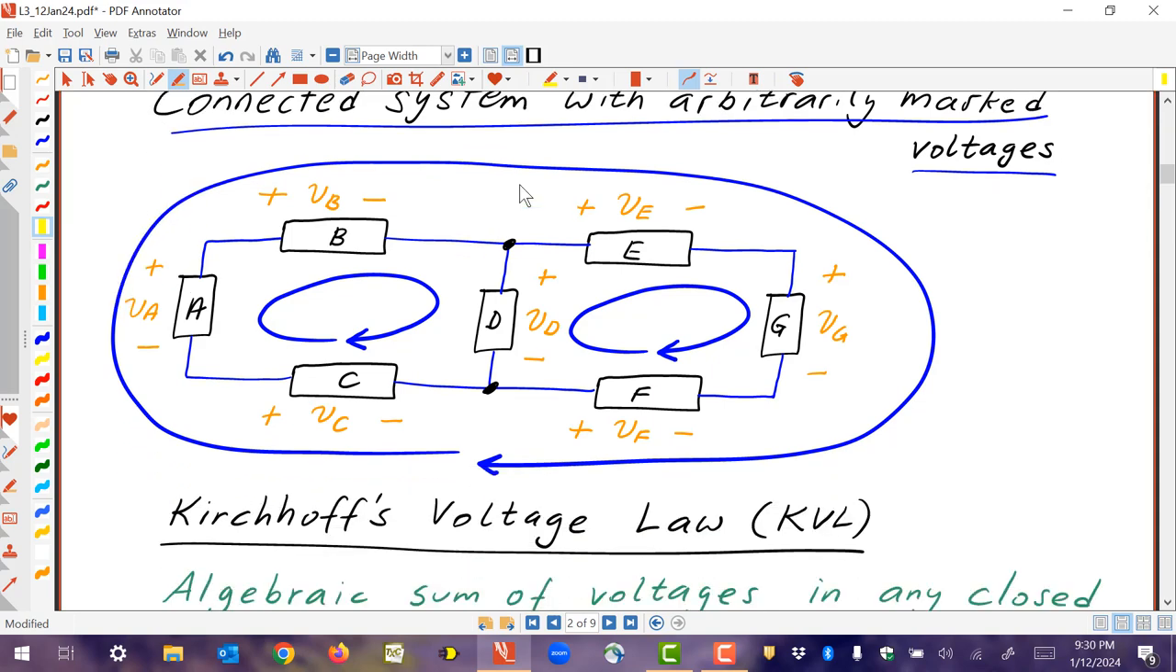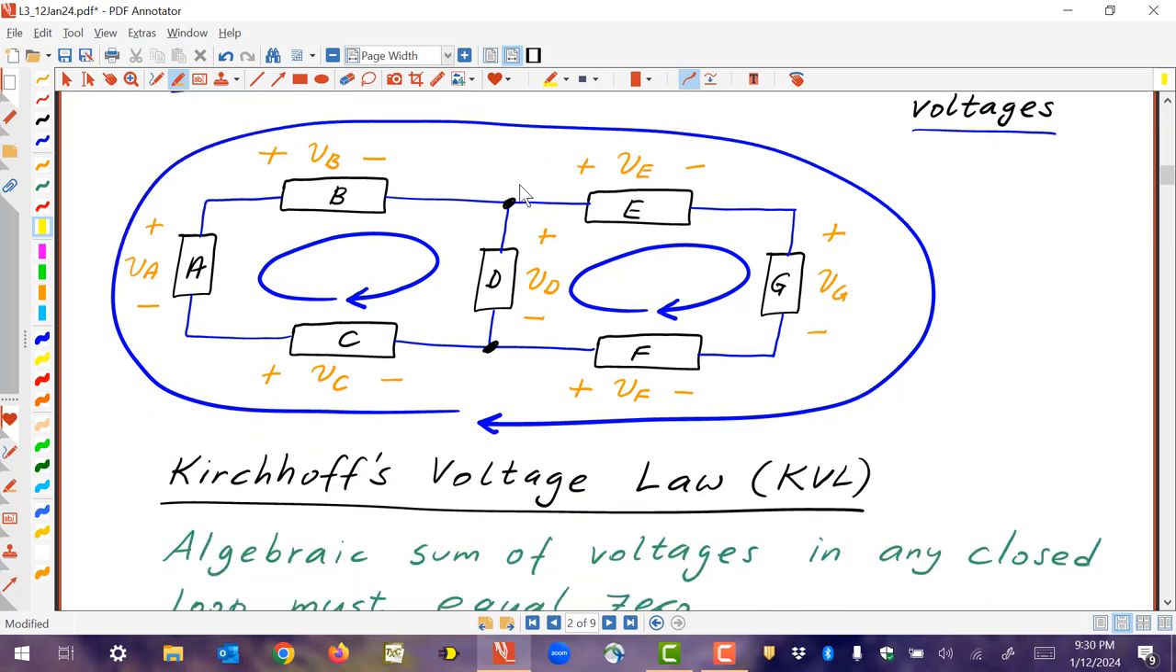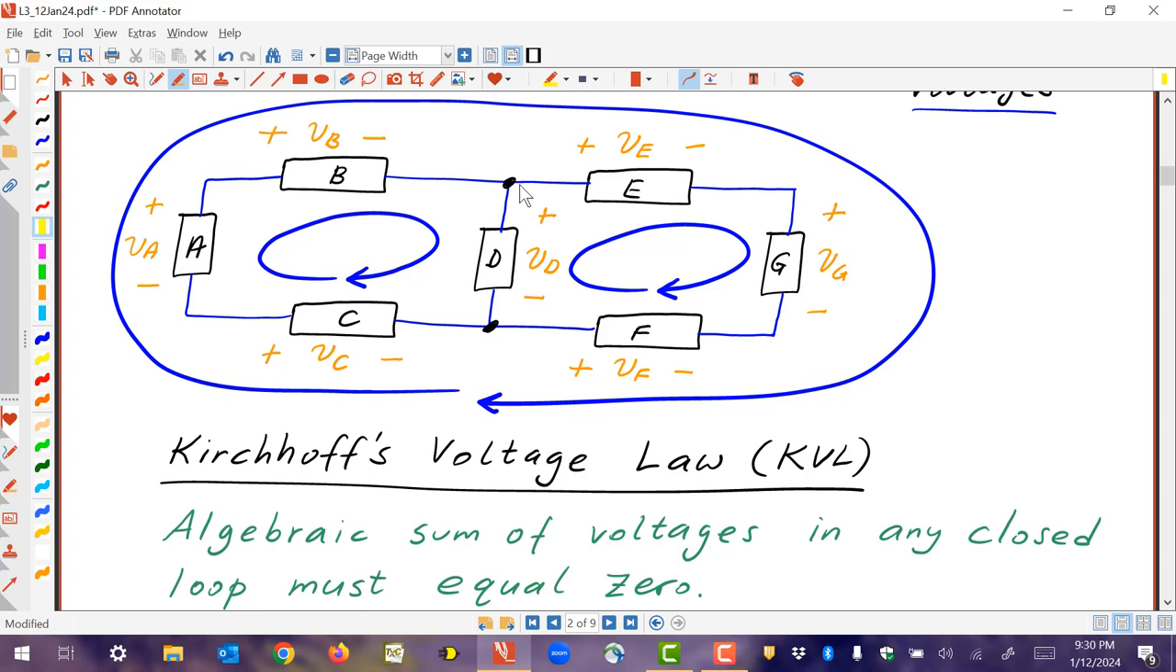Now, Kirchhoff's voltage law says that the algebraic sum of voltages in any closed loop must equal zero. Remember, KCL had to do with nodes. KVL has to do with loops, in fact, closed loops. In the picture above, I have shown you 3 closed loops. There's a loop on the left, which includes A, B, C, D. There's a loop on the right, which includes D, E, F, G. And then there's the outer loop, which has A, B, C, E, F, G. Those are all closed loops. And by the way, the loops can go clockwise or counterclockwise.